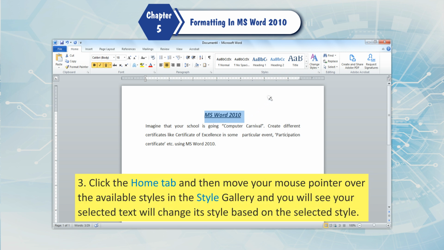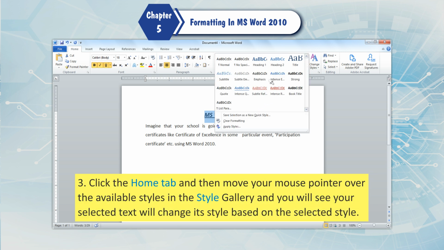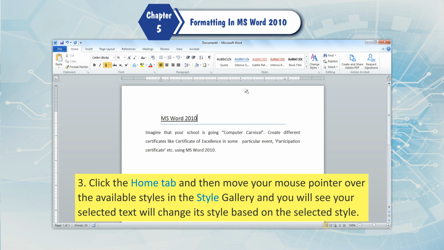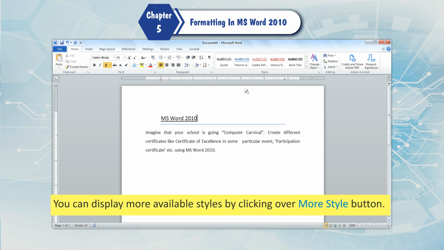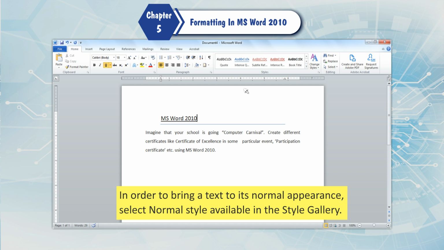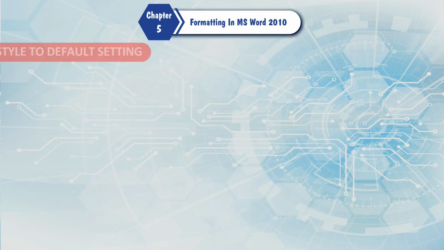Click the Home tab and then move your mouse pointer over the available styles in the Style Gallery and you will see your selected text change its style based on the selected style. You can display more available styles by clicking the More Styles button. In order to bring a text to its normal appearance, select Normal Style available in the Style Gallery.